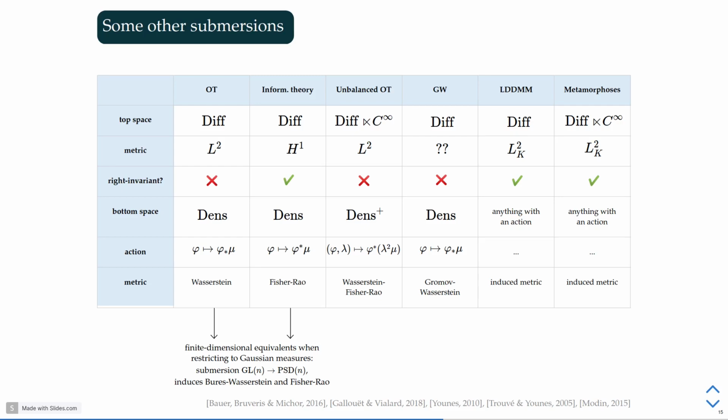And also, I don't know if some of you are working with positive semi-definite matrices or things like this, because we have the finite dimensional equivalent of the first two columns also. When you restrict the set of densities to only Gaussian measures, you can just parameterize by their covariance matrix, which is a positive semi-definite matrix. And we also have this nice submersion from diffeomorphisms to densities, except now it's from invertible matrices onto positive semi-definite matrices. So this induces the so-called Gromov-Wasserstein metric on the set of positive semi-definite matrices, or the Fisher-Rao metric if you put either the L2 or the H1 metric on diffeomorphisms.